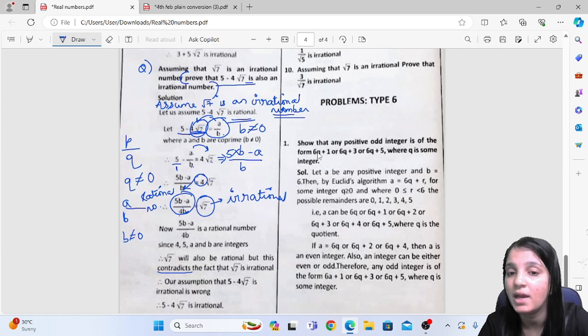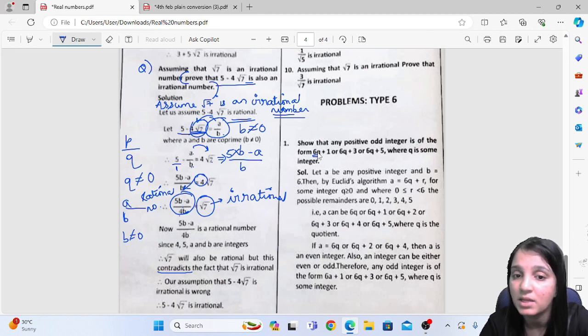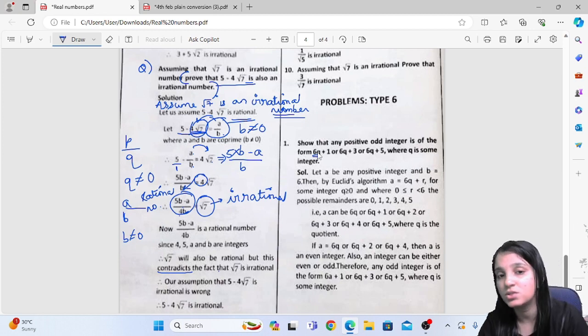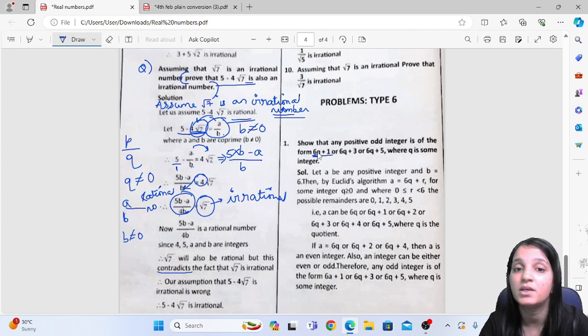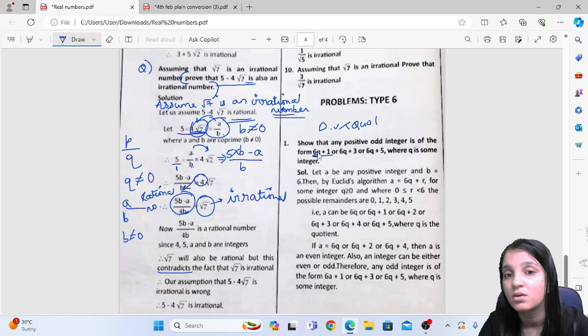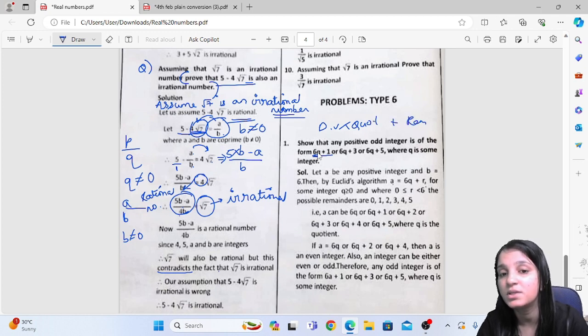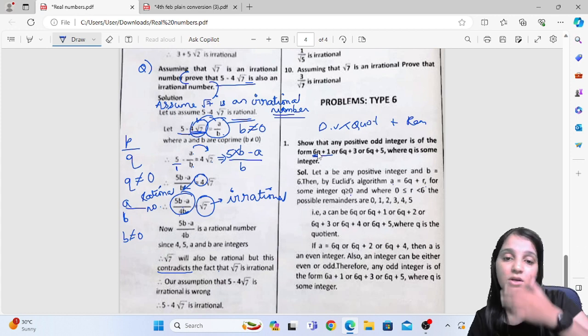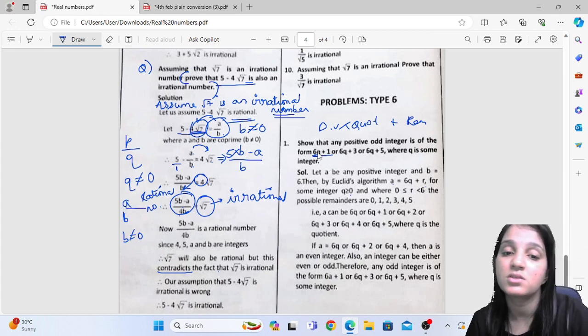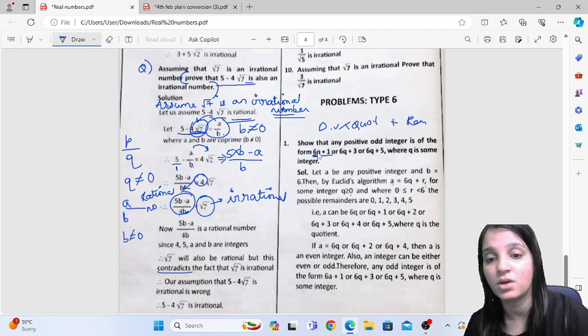Now let a be any positive integer and b equal to 6. Why 6? Because this is 6, 6q, 6q, 6q, that's why. Then by Euclid's algorithm, a is equal to 6q plus r. See, this 6q plus 1, we were taking divisor into quotient plus remainder, same thing. So a equal to 6q plus r, for some integer q greater than or equal to 0, and where r lies between 0 and 6.